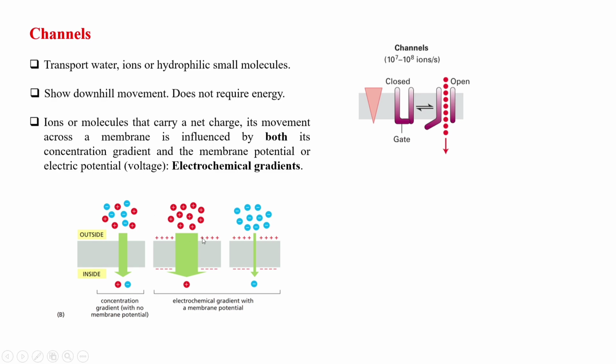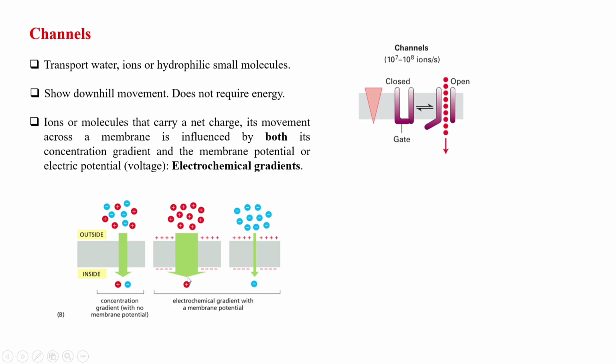Let's suppose there is a charge separation across the membrane. That means positive ions are more abundant outside than inside, so the inside is negatively charged, and there is an electric potential, or membrane potential, present in these cells. Also, there is a concentration gradient present. That means outside the positive ions are more than inside, so the movement of these positive ions will occur more than what depends only on the concentration gradient.